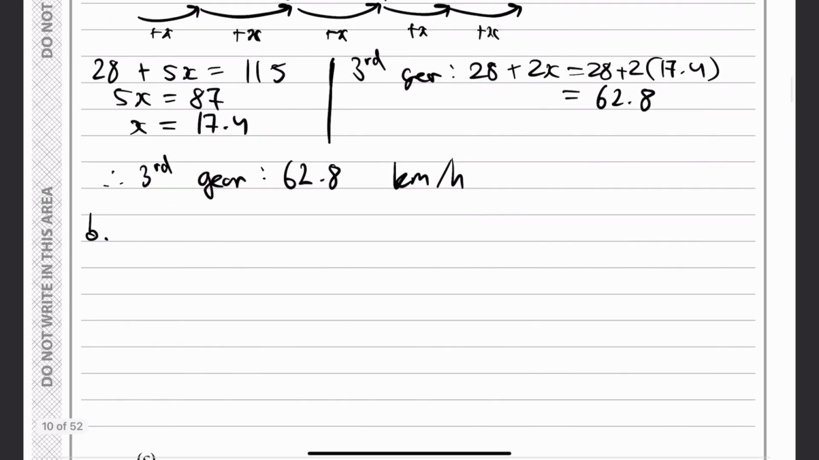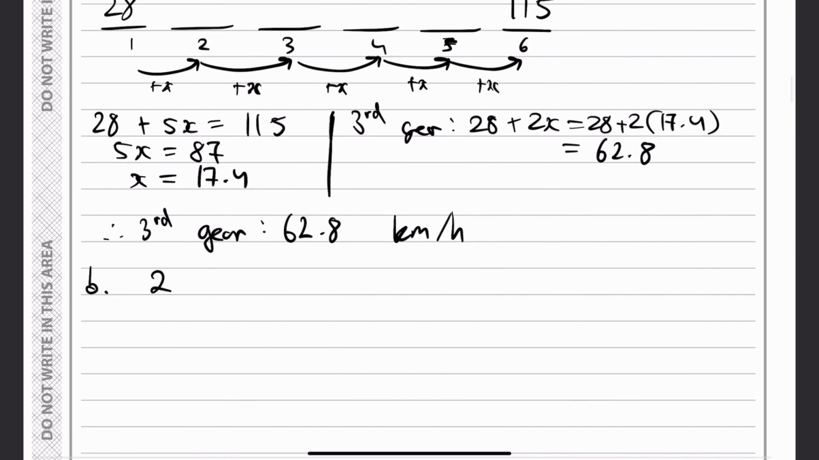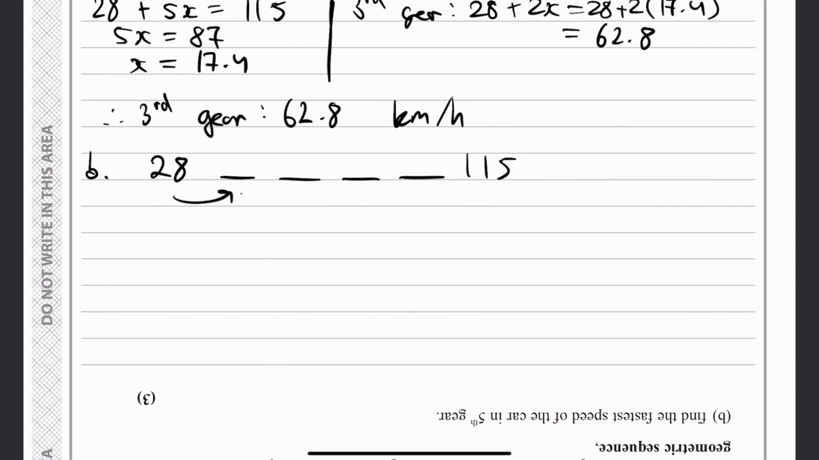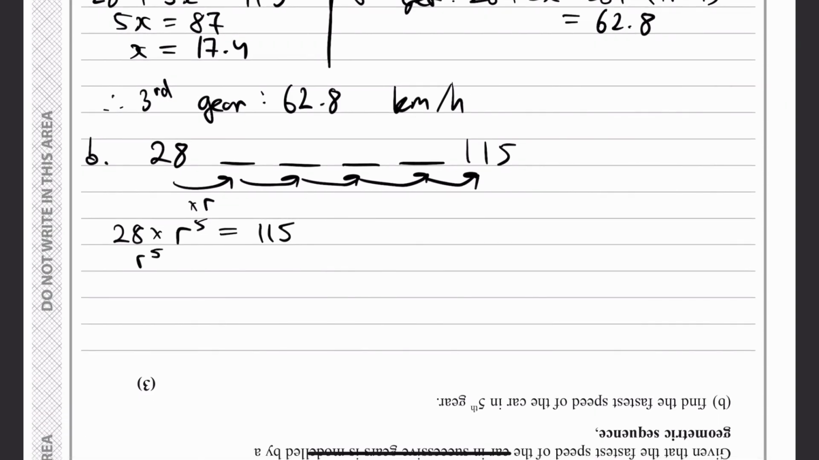Okay, now we can use our geometric sequence. So I'll just put them like so. So we got the second, third, fourth, fifth, and then sixth gear like so. Then geometric sequence, we're actually just multiplying everything by a common ratio. So this time we've got 28 times r to the 1, 2, 3, 4, 5. So r to the 5 is equal to 115.